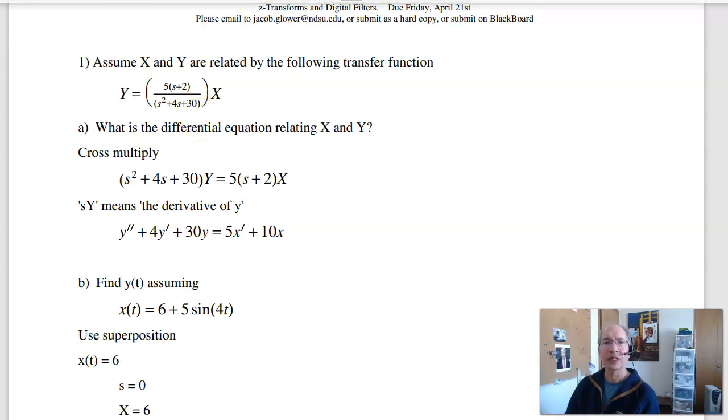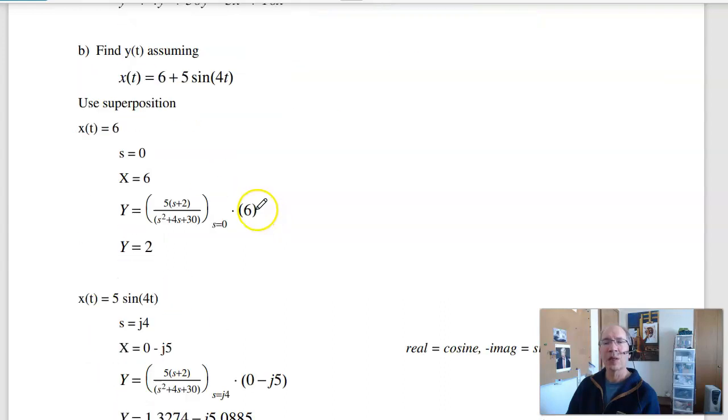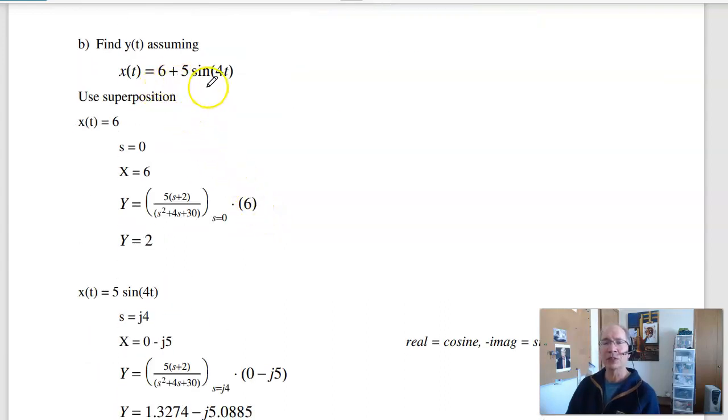So here, s means derivative, so cross multiply. s means the second derivative of y plus 4 times the first derivative plus 30 times y is 5 times the derivative of x plus 10 times x. Part B says find the output if the inputs are a constant and a sine wave.